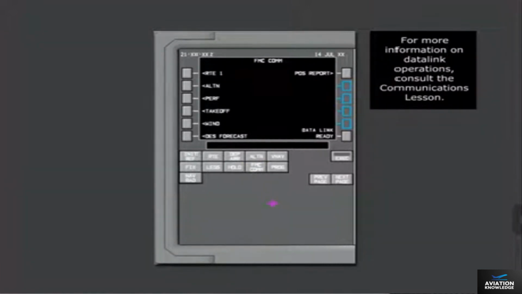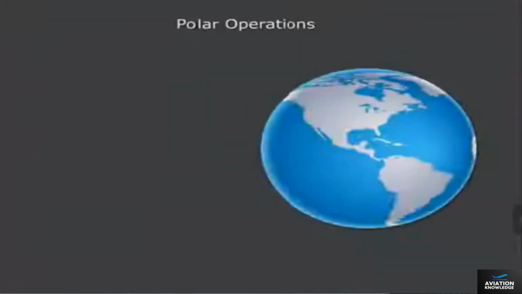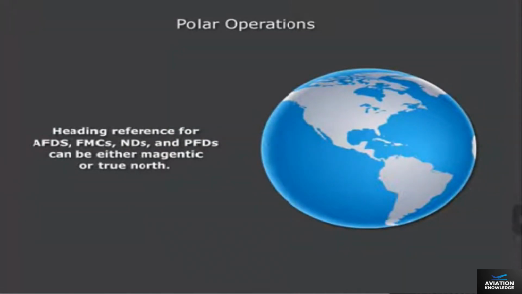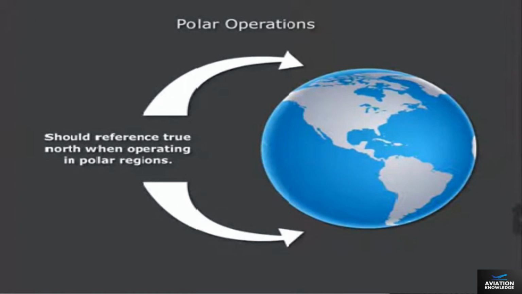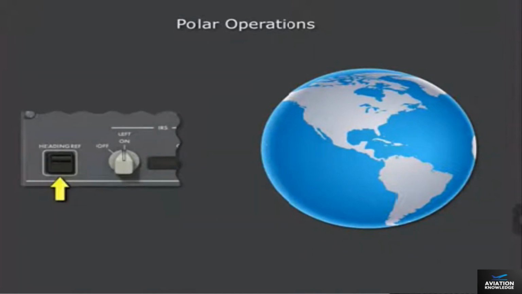Heading reference for the AFDS, FMCs, NDs, and PFDs can be either magnetic or true north. Due to magnetic variation, the system should reference true north when operating in polar regions. The heading reference switch on the overhead panel controls north reference.